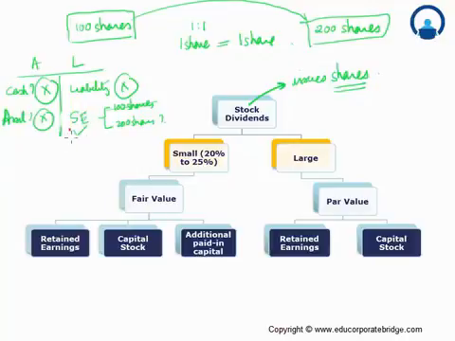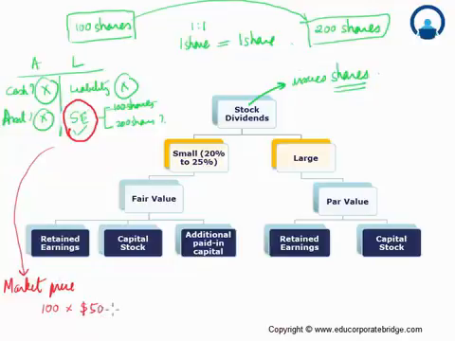So one effect is definitely on the shareholders equity side. The overall value doesn't change, but the number of shares reflected does change. The second effect is on the market price of the share that is traded. If there were 100 shares earlier and each was trading at $50, assuming this was the number, the total market value, or the market capitalization, would be 5,000.